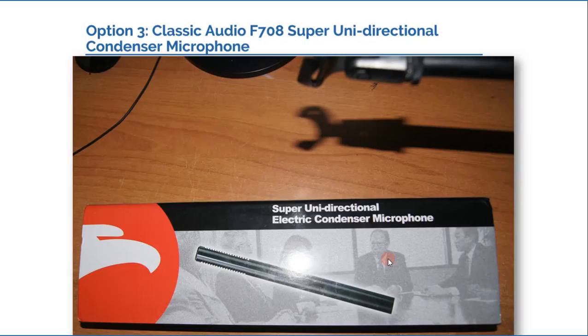Now, the third option, which is the Classic Audio F709 Super Unidirectional Condenser Mic, is my pick. This is what I use. I mean, this is what I'm using to record this audio. This is what I'm using to record this video course. It is a superb microphone.